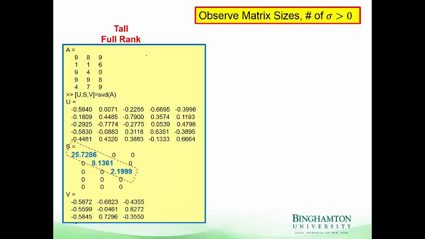Remember, the U and the V are going to be different sizes now. U is going to be M by M. M is 5, so this is 5 by 5. These are 5 orthonormal columns that will span R5 and be an orthonormal basis of R5. V is going to be N by N. N is 3 in this case, so we have 3 columns that are orthonormal, and those 3 columns will be a basis for R3.